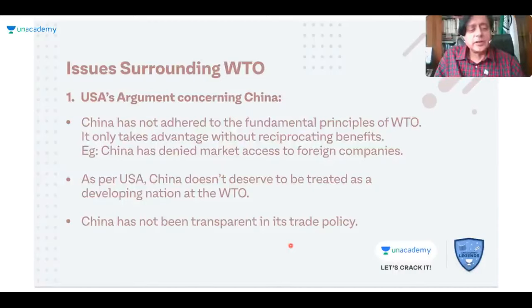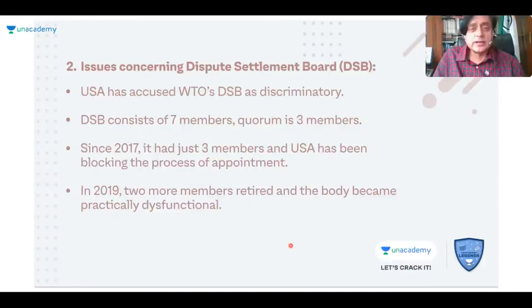For example, the USA keeps saying that China takes advantage of the system without reciprocating with other countries. It has denied market access to foreign companies or put up non-tariff barriers in China, and that it doesn't deserve to be treated as a developing nation. Mind you, the US says India doesn't deserve to be a developing nation either. It accuses China of a lack of trade policy, and it's hostile to the Dispute Settlement Board.